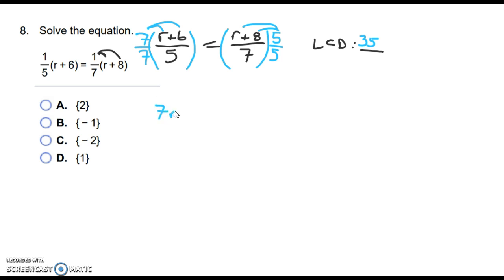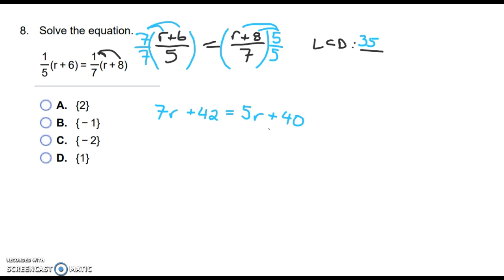So 7r plus 7 times 6 is 42 equals, and then 5 times r gives you 5r, and 5 times 8 gives you 40. Now technically both sides are both over 35. But now that we've made them the same, we don't need to worry about them. So from here, it's just a matter of solving your equation.